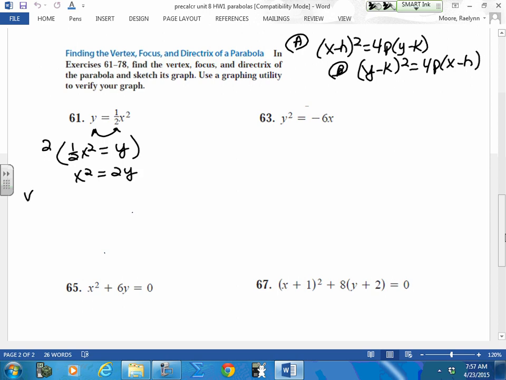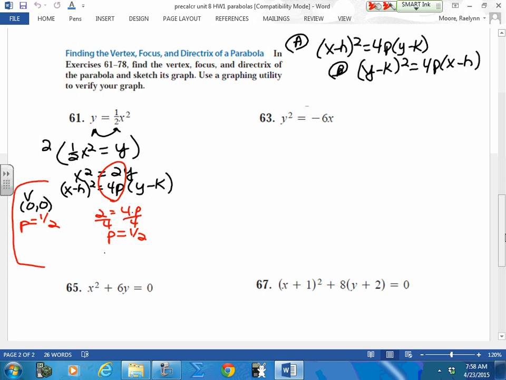What's your vertex? 0, 0. It's the same as x minus 0, y minus 0. My vertex is 0, 0. So I line this guy up. Line it up, or you'll miss the 4p, because that's the really big difference here. So right here, I need to solve for p. So 2 is equal to 4p. Divide by 4. P is 1/2. That's something I need to know. I'm going to keep all my information right here that I need to know.